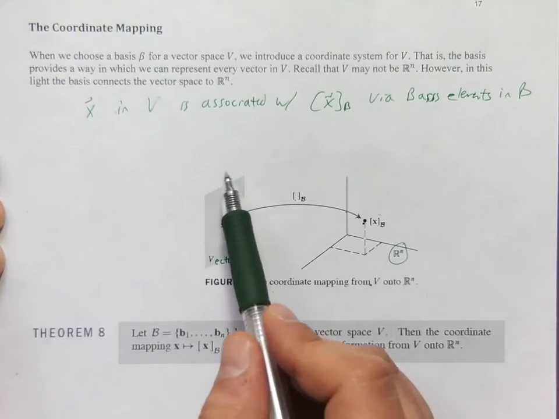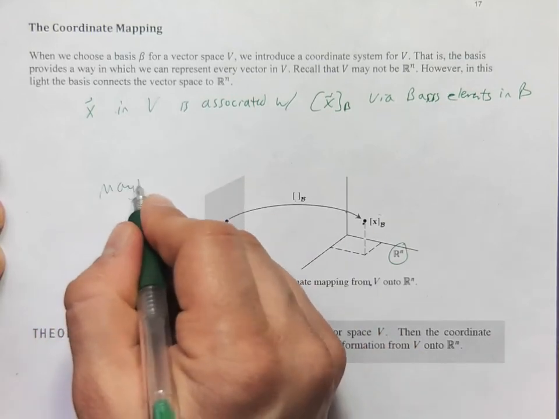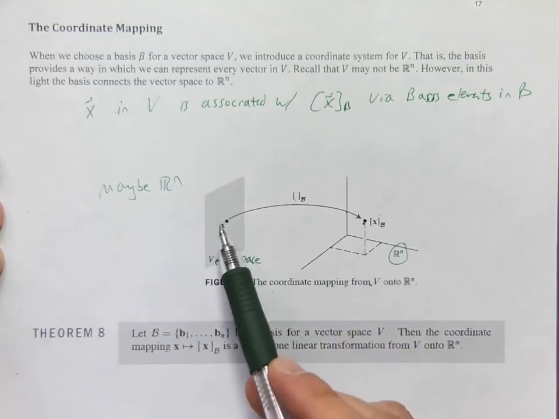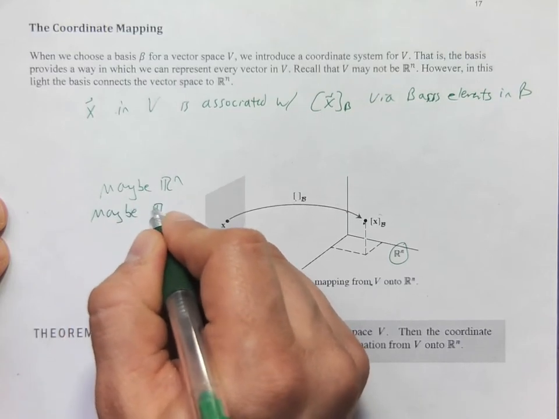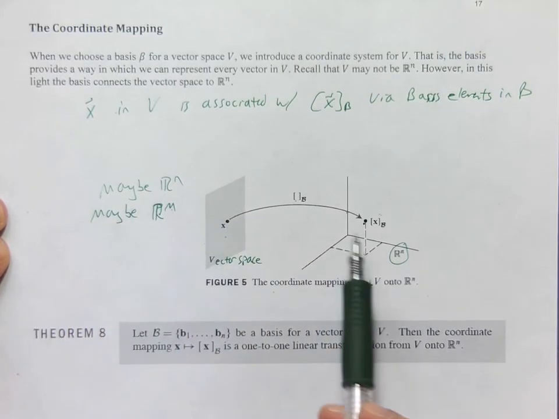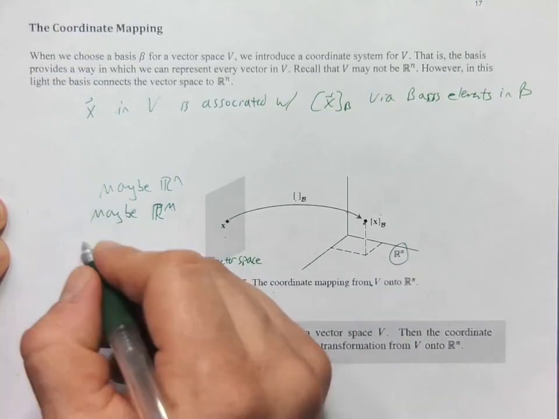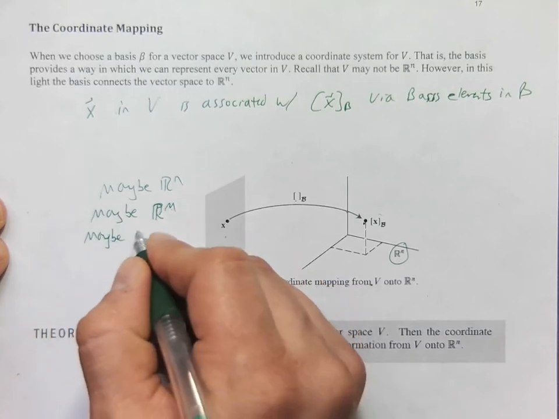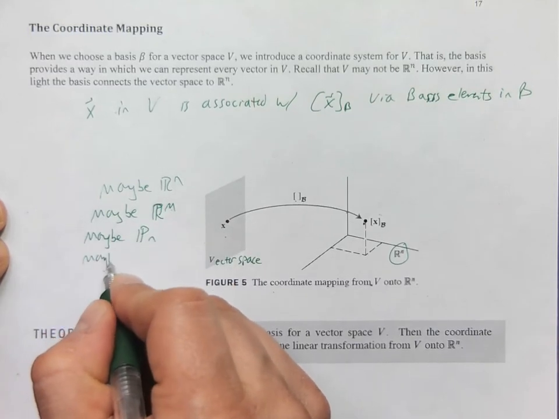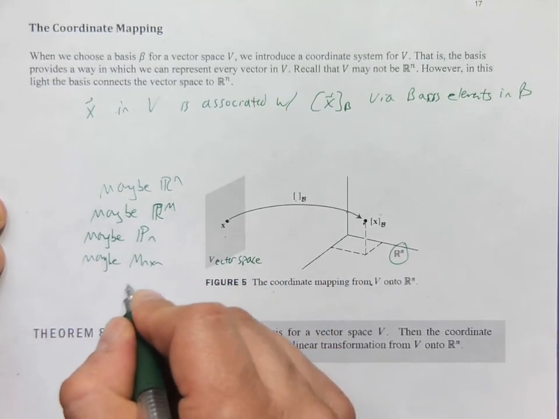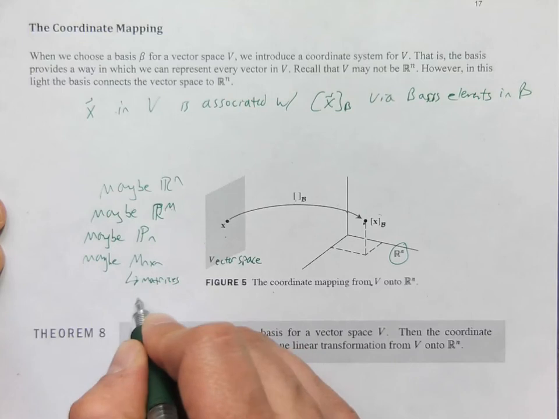And the cool thing is this vector space over here may or may not be Rn. So maybe this is Rn, in which case you're relating things in Rn to Rn. Maybe it's a different n, so maybe it's Rm, a different dimension that you're relating to the vector space. Maybe it's Pn, a polynomial space, or maybe it's matrices. This would be M sub n by n, meaning matrices that are square.